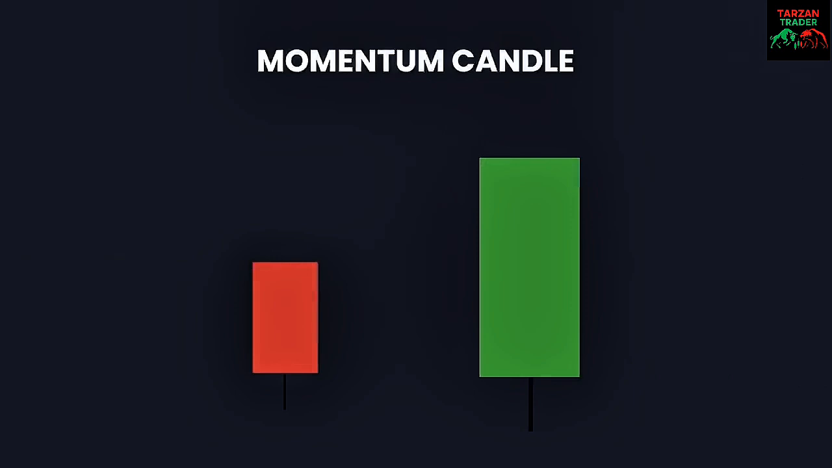Let me show you pattern number 7. The momentum candle. The momentum candle is one of the easiest patterns to spot because of its sheer size.